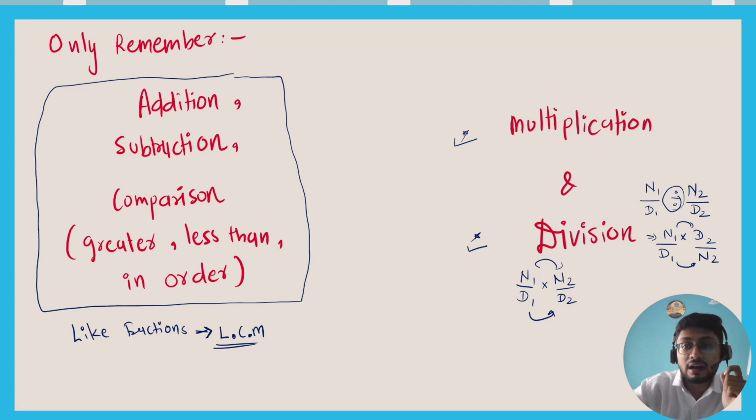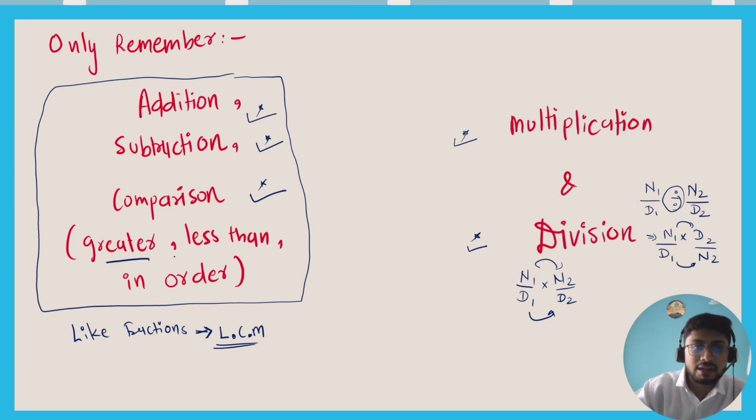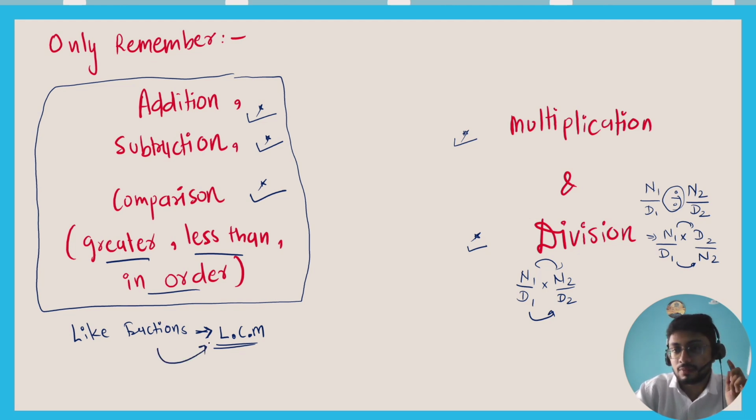But before that, understand, if someone is asking you addition of fractions, subtraction of fractions, comparison of fractions, and in comparison, what is the comparison, greater or lesser? If they ask in order, meaning ascending or descending order, you have to convert the fractions into like fractions, and then you can do the addition, subtraction, or calculation. But for like fractions, what do you want? LCM. And for multiplication and division, nothing is required, no LCM, no HCF.